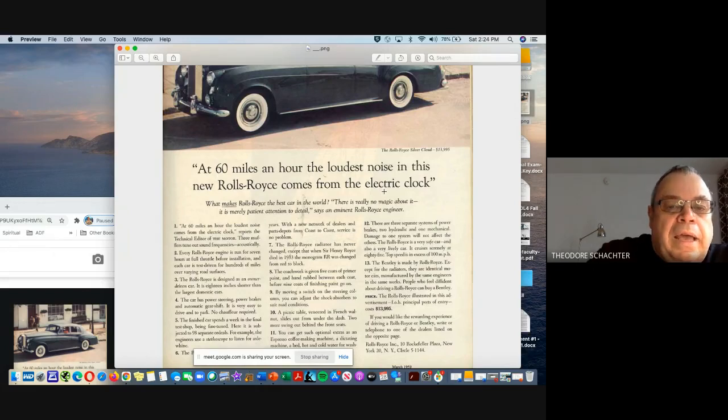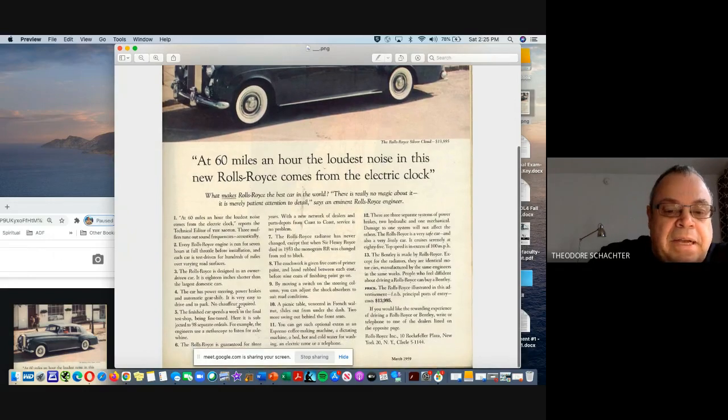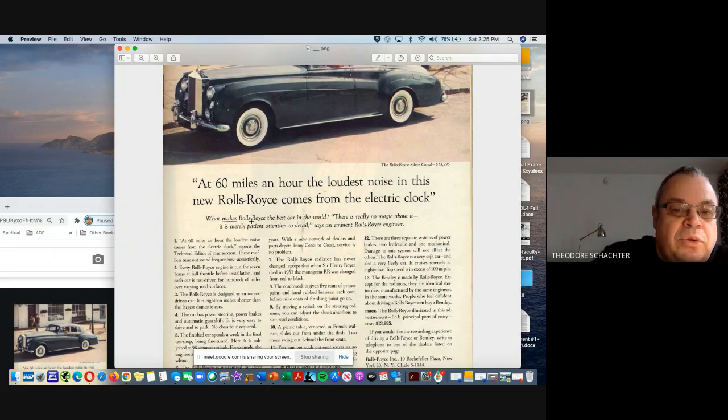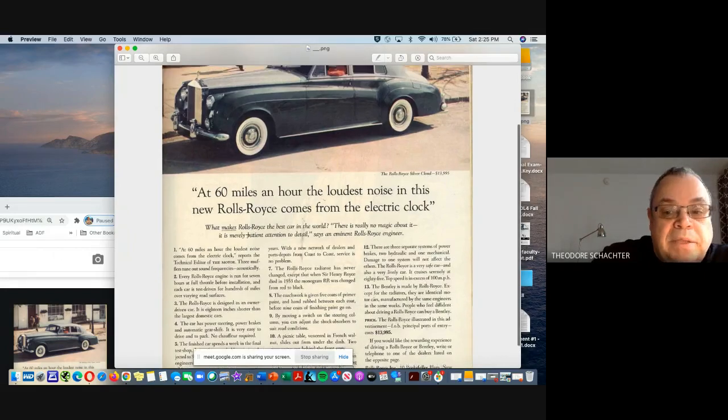And it has the name of the product and the brand, which makes it direct. What makes Rolls Royce the best car in the world? There is really no magic about it. It is merely patient attention to detail, says an eminent Rolls Royce engineer. Now, this subheadline reinforces the headline here, but in case you don't read all this, it gives us a lot of information. If we only read these two things, we have pretty much what we need to know, meaning that the car is high quality and expensive.